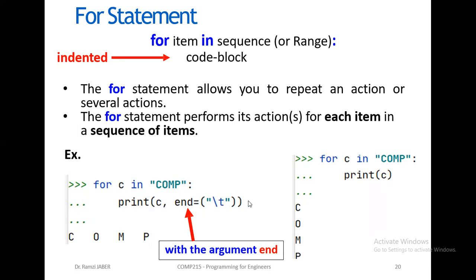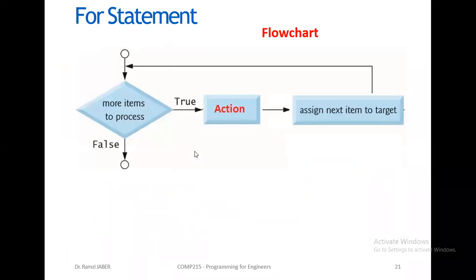We'll see another example here. The flowchart of a for loop in Python is totally different from the flowchart of a for loop in C. Here we don't have a direct condition. If we have more items inside the sequence, range, or memory to process, meaning we still have characters or numbers inside the list, array, or sequence, then it's true: go make your action, then assign the next item to the target and repeat again.